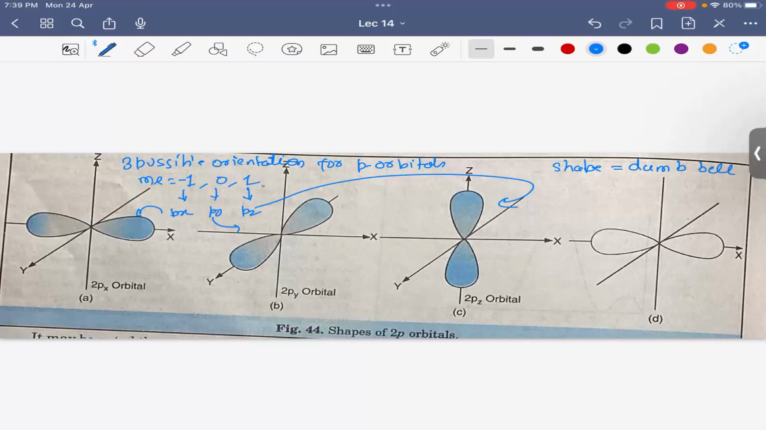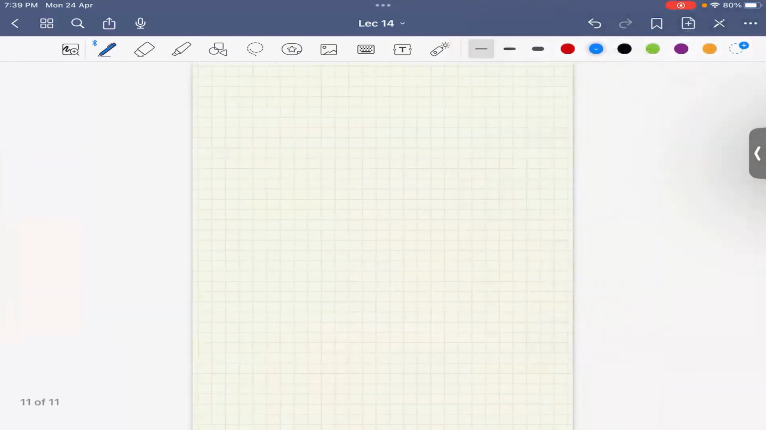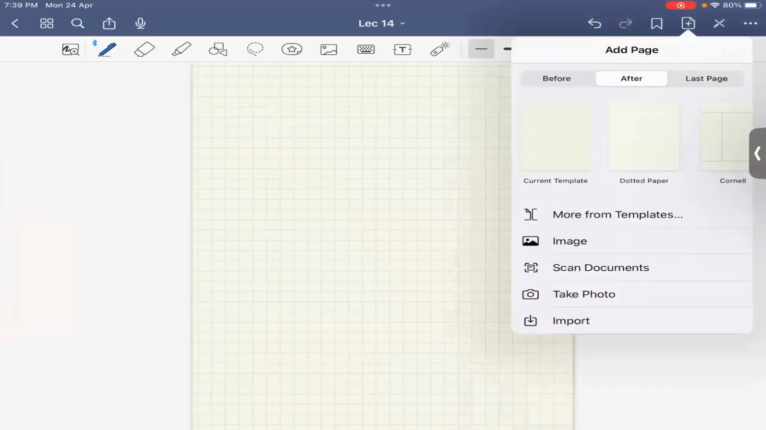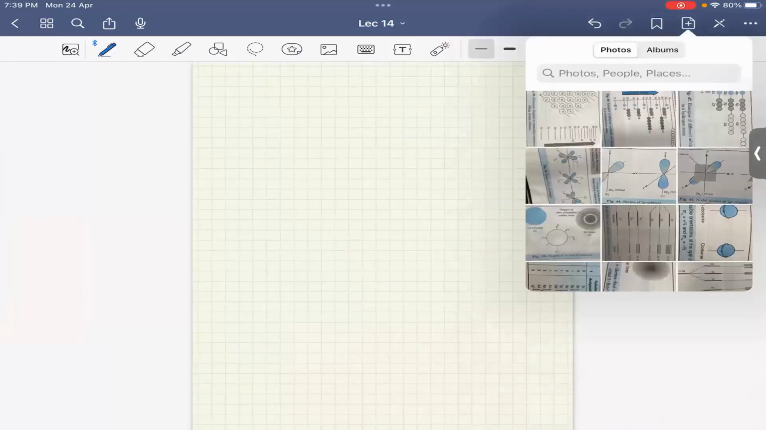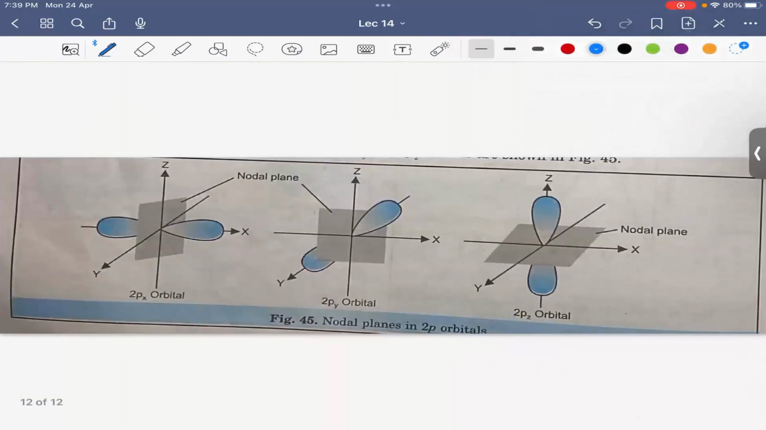So now we'll study about the nodal surface. For this also we are going to drag a figure. It may be noted that the two lobes of the p orbital are symmetrically placed around a plane having zero electron density, and this is called the nodal plane. So this right here is the nodal plane for 2px, this is the nodal plane for 2py, and this is the nodal plane for 2pz.